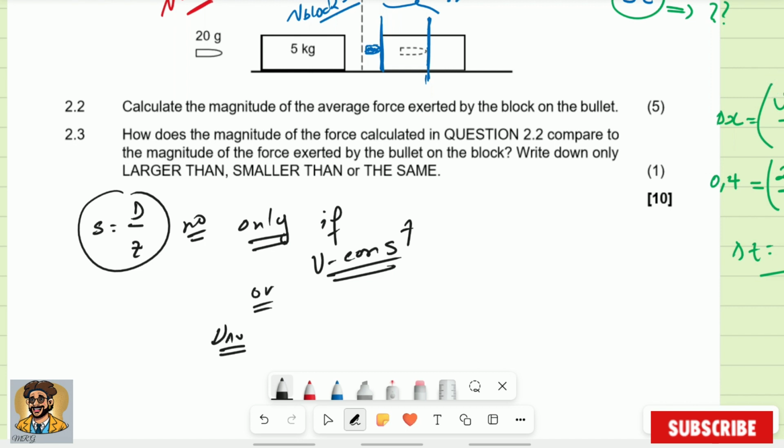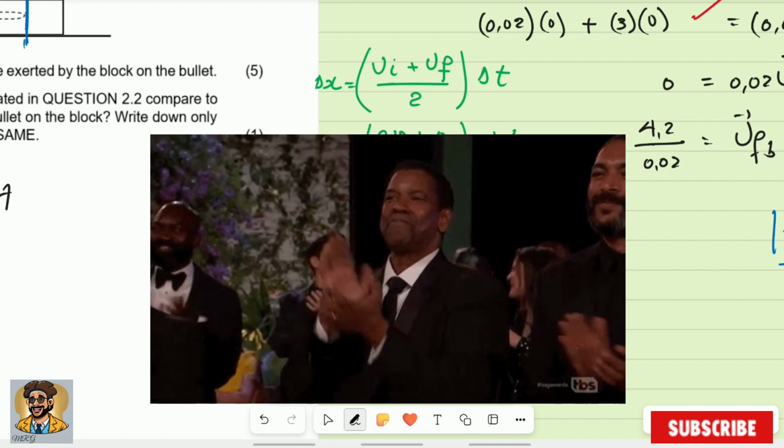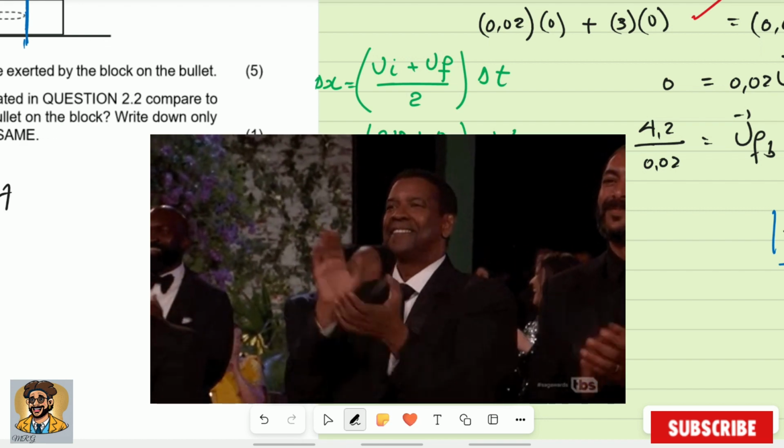Anybody else use another formula? No? So all of you use this one here. I use it here like I did. We are very lucky to use the same formula. So everyone used the same thing as me. I'm so proud of you. I'm so proud.